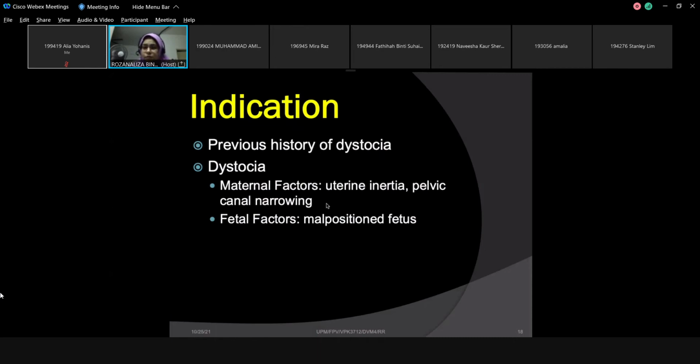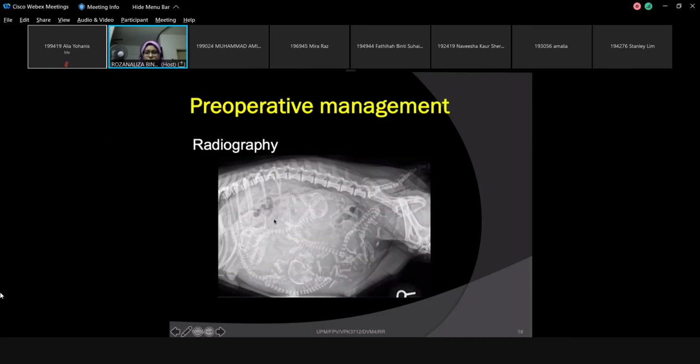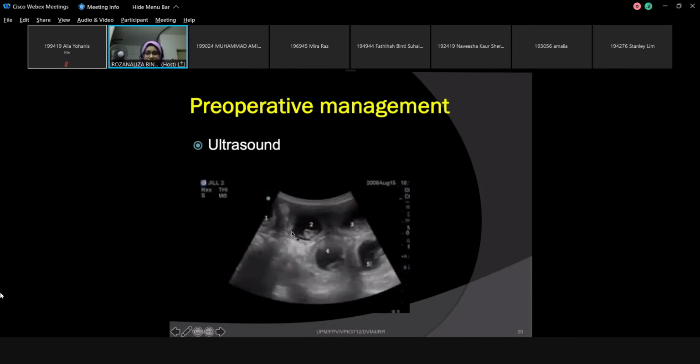It can be from a previous history of dystocia. Dystocia can be due to maternal factors, such as uterine inertia, meaning the uterus is not able to contract, or pelvic canal narrowing, which can be due to a pelvic fracture that was not repaired. Fetal factors can also contribute to dystocia, such as malpositioning of the fetus or a fetal-maternal size ratio that is not proportionate. Okay, so this is the radiograph. Also, you can detect pregnancy with ultrasound.